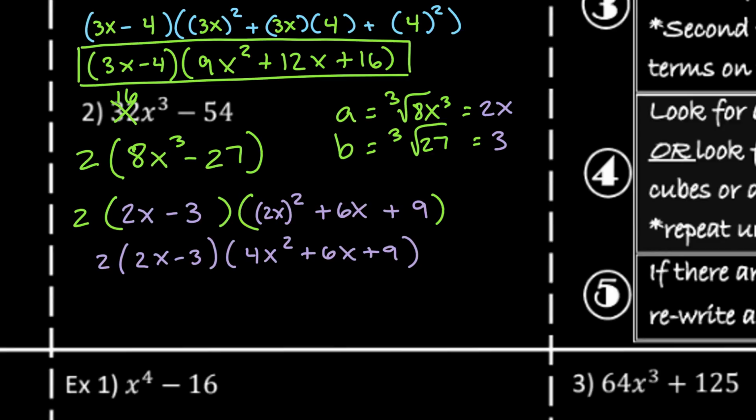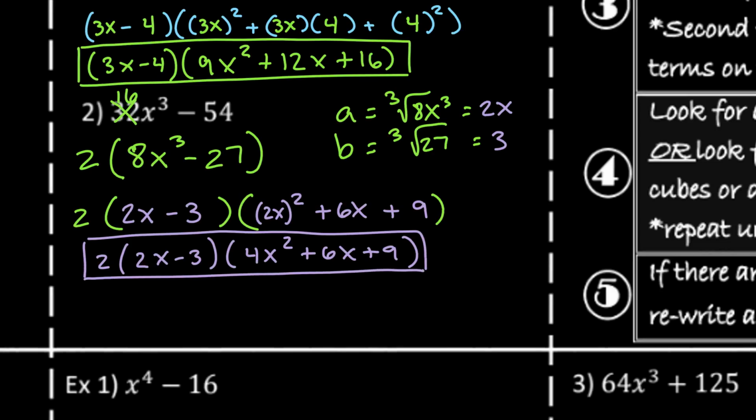You'd have to do grouping, but what is 9 times 4? 36. Are there two numbers that multiply to get 36 but add to get positive 6? No. So this is not factorable. So this is the factored form of that expression.